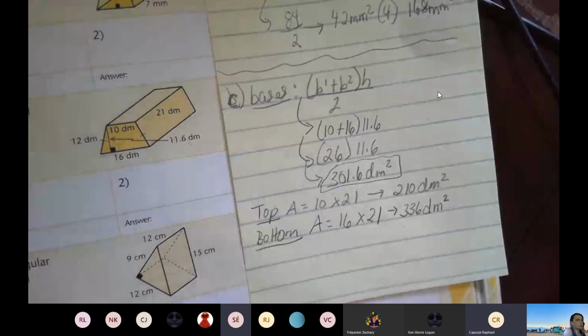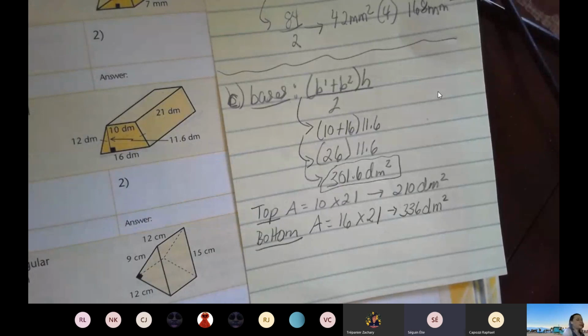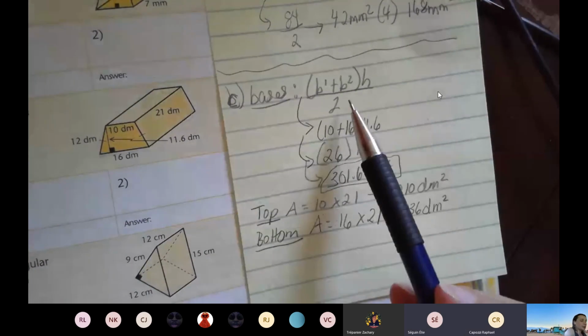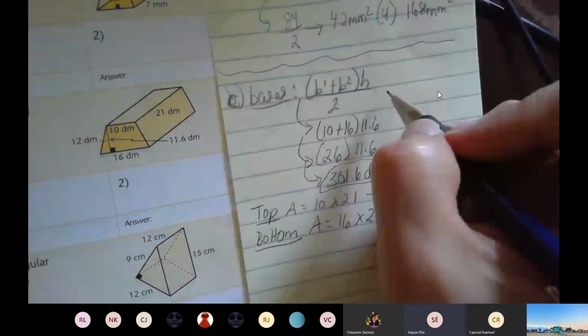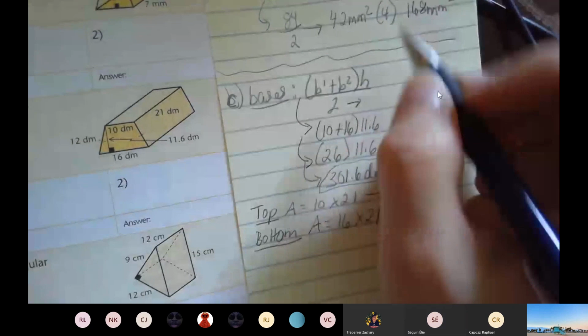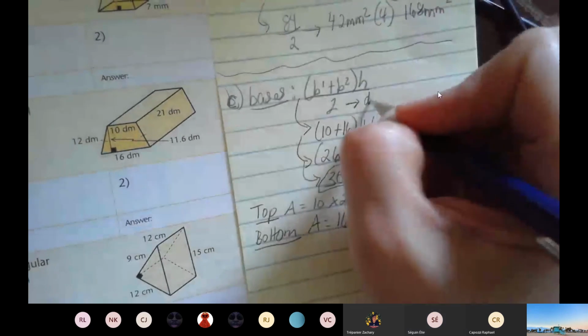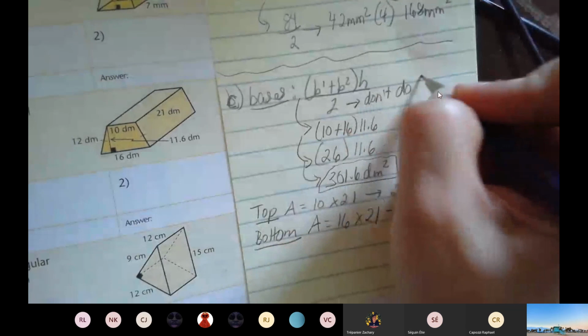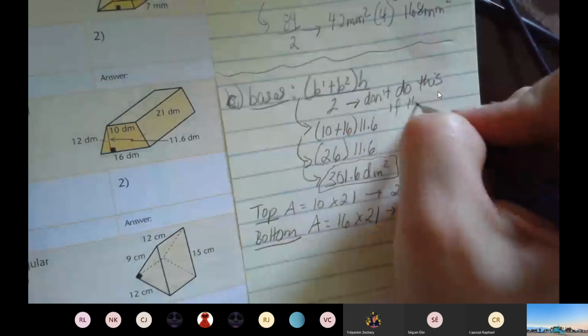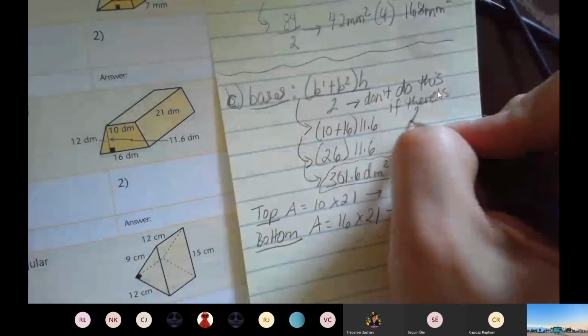Did you forget to divide it by 2 on the bases? Okay, so I didn't forget. I didn't divide it by 2. I don't have to divide it by 2 because there are 2 bases. So I'm going to write that as a note here, Ellie. Don't do this if there's 2 bases. Really good question. Okay, so now I just have the 2 sides.